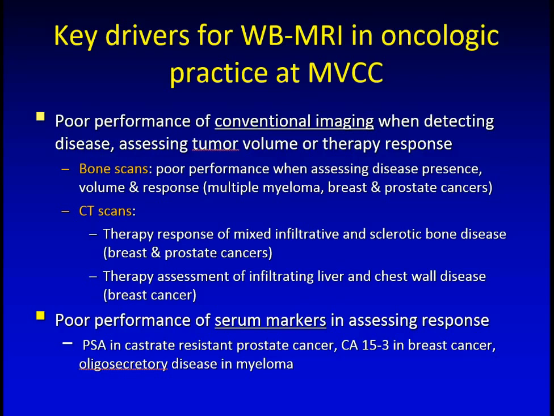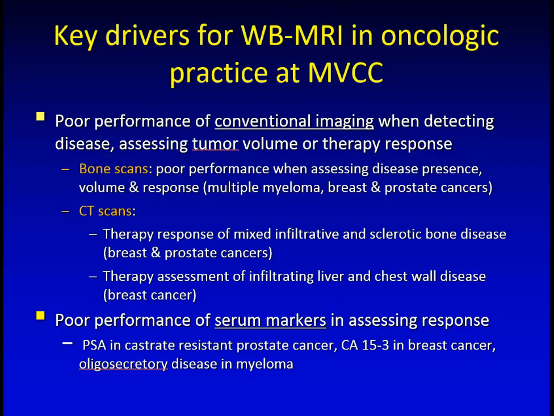We know that CT scans, for example, can give a very confusing appearance when there's lytic and sclerotic disease and it's mixed. And we know that serum markers don't always help. So for example, PSA in the castrate resistant state is less helpful. CA15-3 in breast cancer only has a sensitivity of about 65%, and in oligosecretory disease in multiple myeloma, this is another indication for the use of whole body MRI.